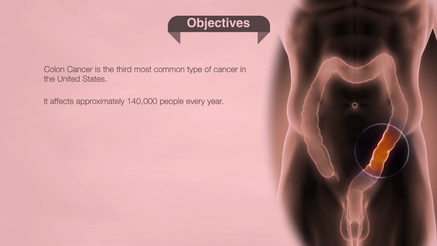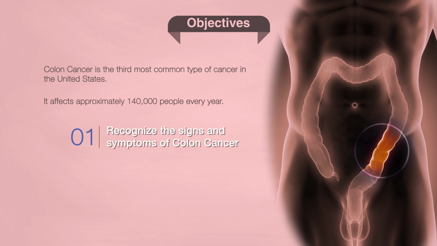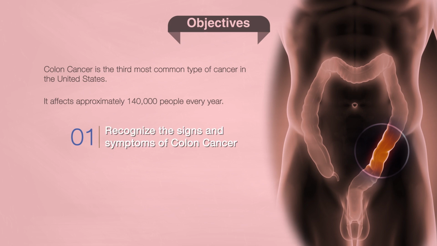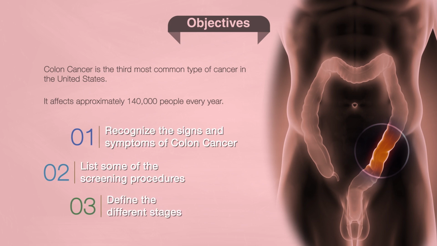Colon cancer is not typically a comfortable topic of conversation. However, it is the third most common type of cancer in the United States and affects approximately 140,000 people every year. In this course, the objective is to help you recognize the signs and symptoms of colon cancer, list some of the screening procedures, and define the different stages.